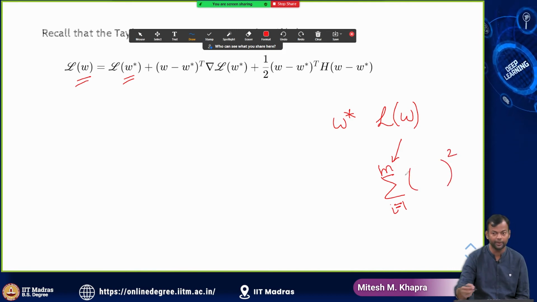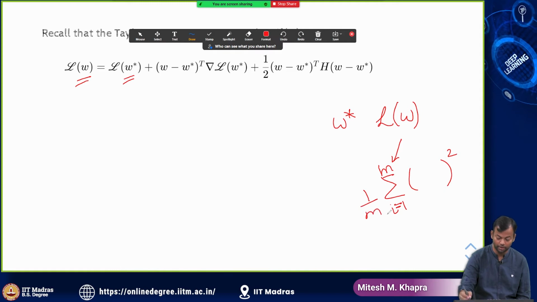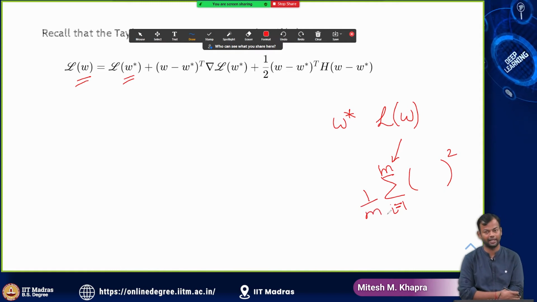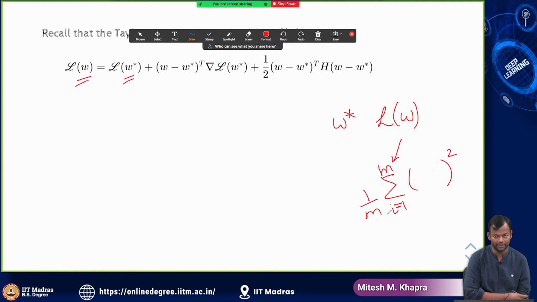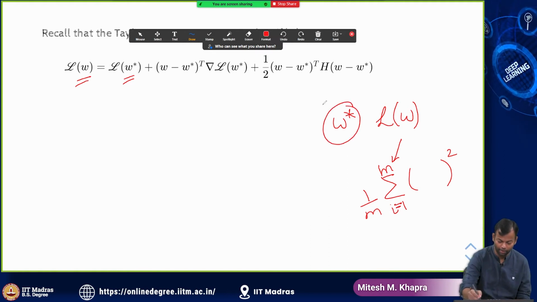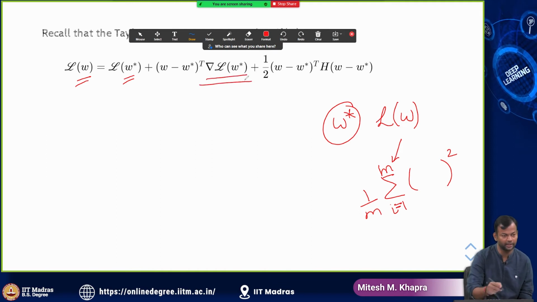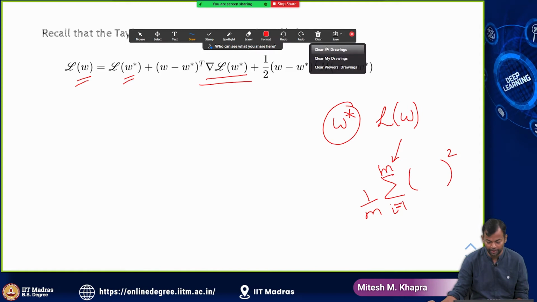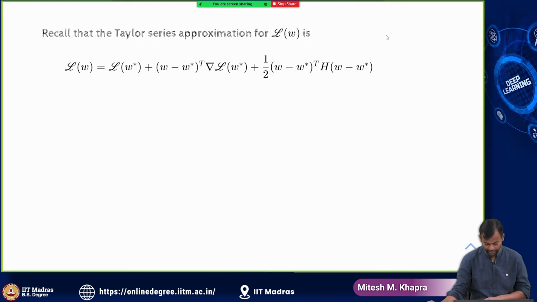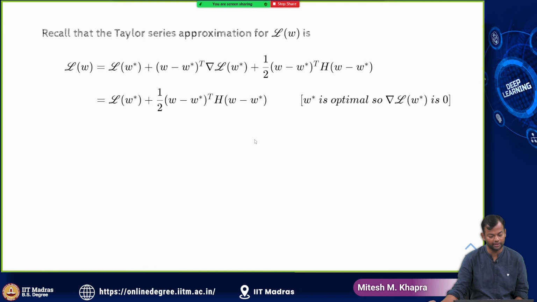The squared error between the true value and the predicted value. This is what LW was. And so this is what the Taylor series approximation says. And if W star is the optimum, I am again going to use the property that the gradient at the optimum is 0. So now I have a way of expressing LW in terms of LW star, which is the following, right?